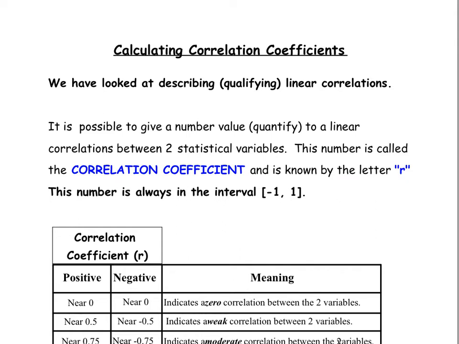So the calculation we're going to be learning about is to find the correlation coefficient. That's the number that tells us how strong the correlation is between the two variables. The letter that represents the correlation coefficient is lowercase r. And the numbers that we're going to be calculating are always going to be in the interval from -1 to 1. So you will never have a correlation coefficient that's bigger than 1 or less than -1. It's always numbers that vary between those two.